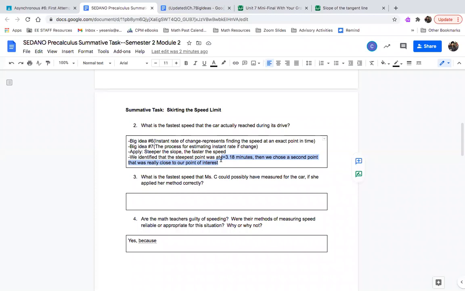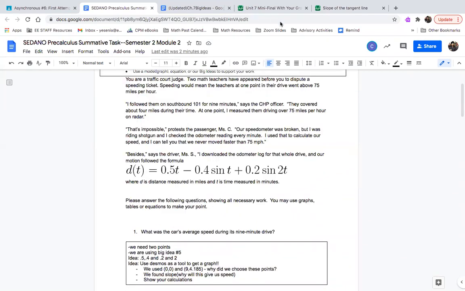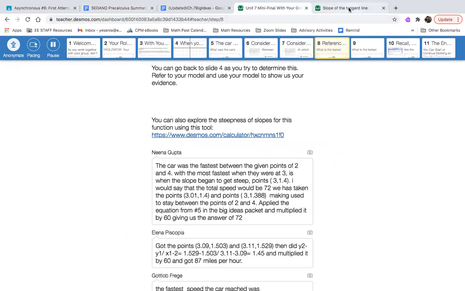We had to choose two points that were infinitely close to each other. Miss C kind of has a disadvantage. She was only able to calculate points that are apart from each other by a minute. That's what Miss C was doing, because physically, as a human, it'd be hard to do more calculations than that, especially when you're driving. So now we're going to see what was the fastest speed that Miss C could have possibly measured for the car if she applied her method correctly. It's not that Miss C is lying. It just could be that her method is not going to give her the correct fastest speed. We have to replicate what she did.